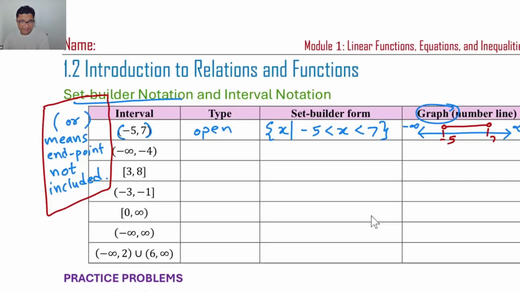That was the open interval. Okay. What about the next one? On this side, on the left side, it is all the way from negative infinity and you are ending at negative 4.